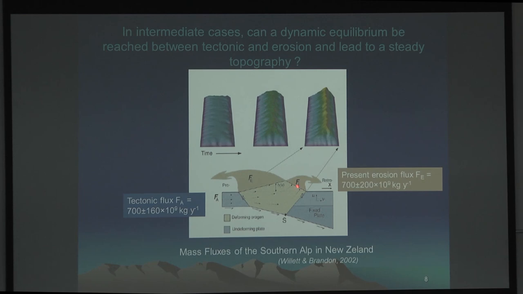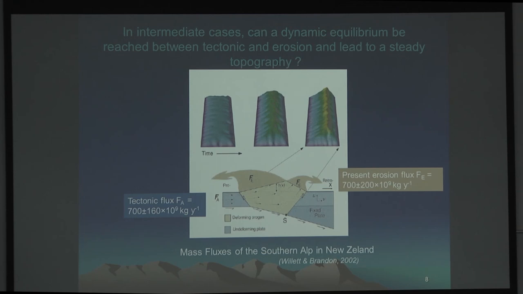So we can ask, in nature, are there some case studies where, in fact, all the erosion can strip away what is coming from tectonics? And this is the case probably in the southern Alps of New Zealand. So some estimate has been done of the tectonic flux. So knowing the convergence rate, knowing the thickness of the crust, it was possible to estimate that the tectonic flux is around 700 billions of kilos per year. And by measuring the sediment flux coming out from the range of southern New Zealand, it was also possible to estimate the erosional flux, which is estimated around 700 or so billions kilos per year.